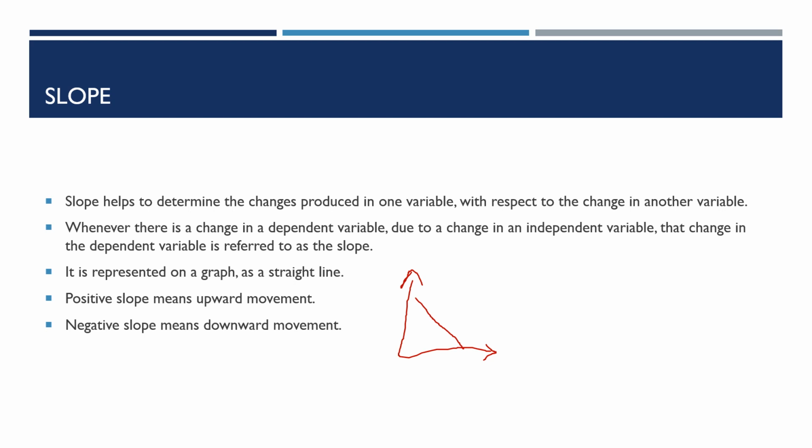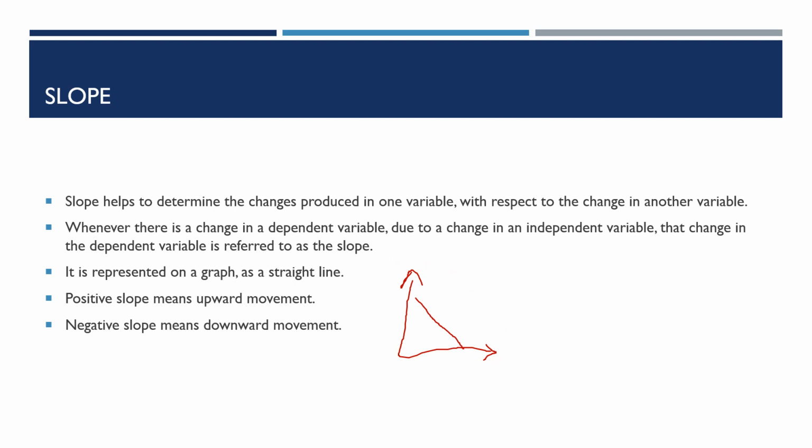In slope we have two types, like I told, positive slope and negative slope. So what kind of slope is this? Is this a positive slope or a negative slope? The meaning of positive slope is an upward movement. The meaning of negative slope is a downward movement. So here, what kind of movement do we observe? Initially it is over here, then slowly it is coming down, down, down. So this is a downward movement. This is a negative slope.